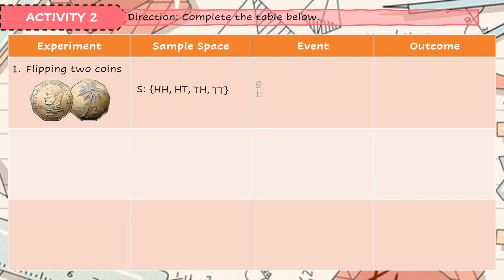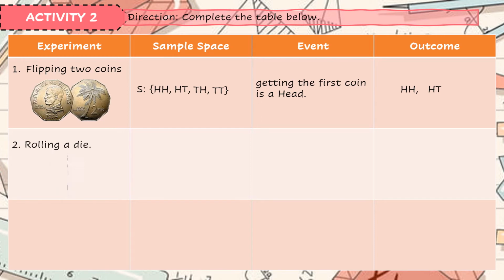Now, if I just want to get the first coin as a head, what are the possible outcomes? Ayan. So, pwede rito ang head-head and head-tail. Kasi ang first coin natin ay head. So, from the sample space, ang outcome lang natin kay event ay head-head and head-tail. So, yun yung condition niya. First coin is a head.